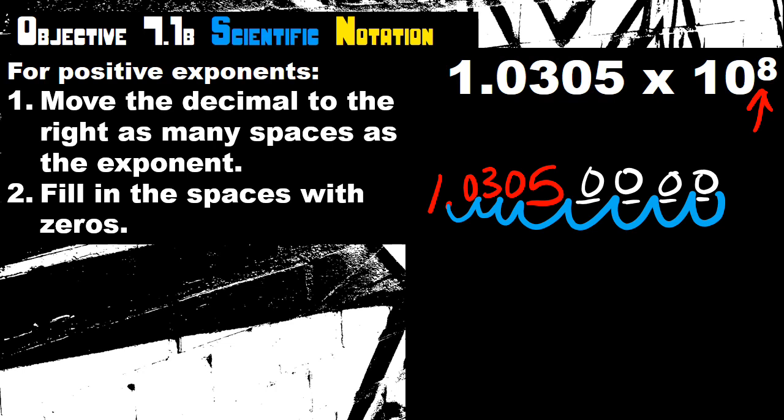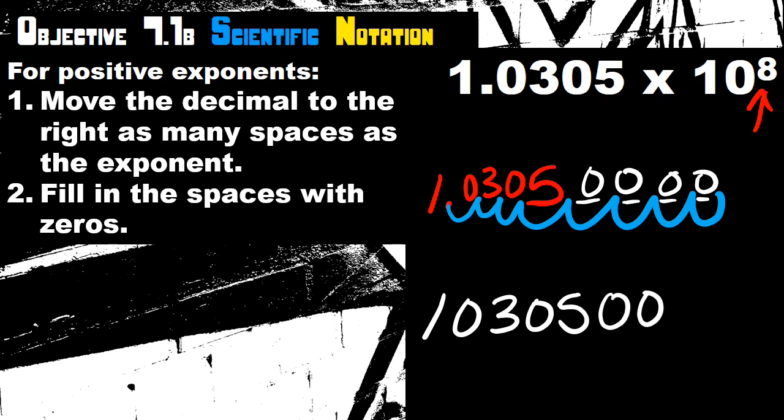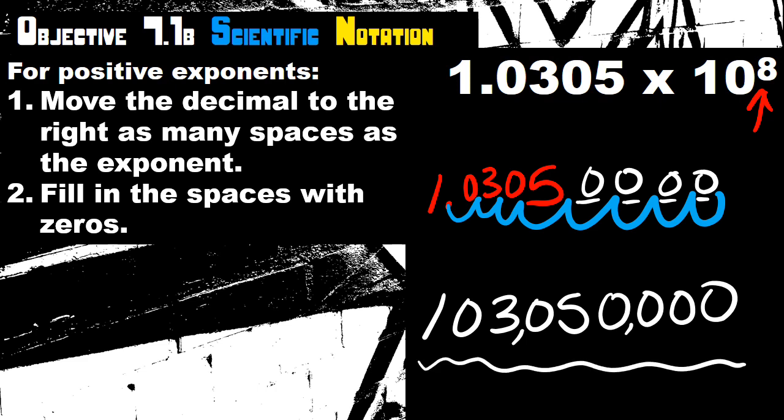And now let's go ahead and rewrite this number to make it nice and neat so we can read it. We added 4 zeros. Let's go ahead and add our commas here. 1, 2, 3, 1, 2, 3. So 1.0305 times 10 to the 8th gives us a number of 103,050,000.